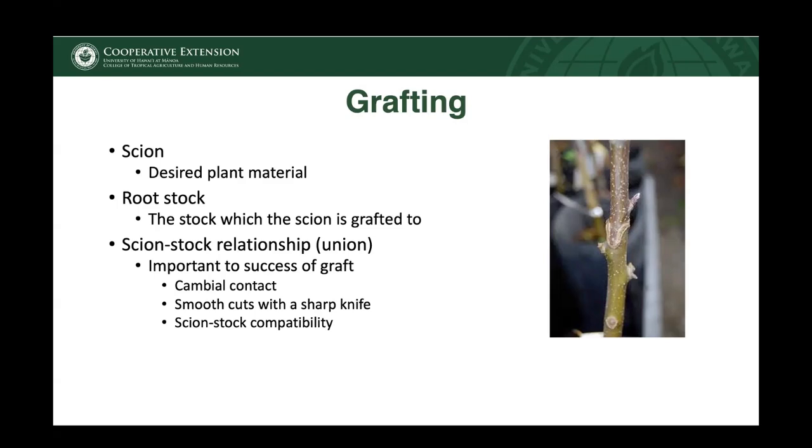And then you want to make sure that you have compatibility with your scion and rootstock. In most cases, the plants that you're grafting have to be within that same family or genus species. And so citrus to citrus, avocado to avocado, mango to mango, and so forth. And so you won't be able to graft a mango onto an avocado because they're not compatible. And so that's some of the limiting factors for grafting.